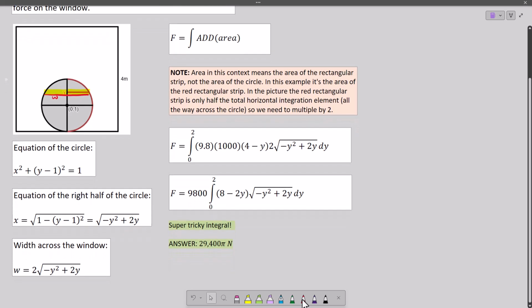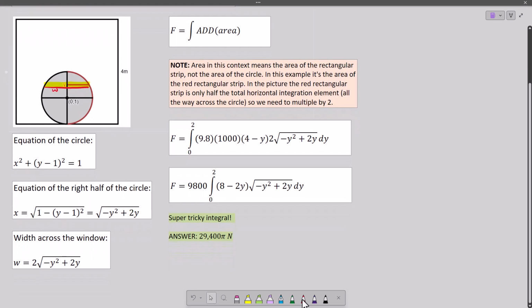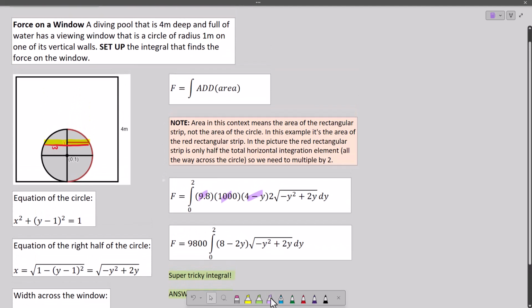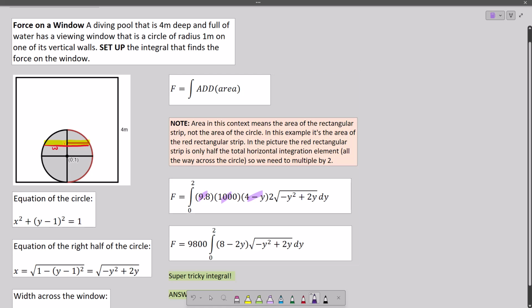The first step is going to be to figure out, just like the previous ones we just did, the ADD part's easy. Right? It's 9.8, it's 1,000. How deep is this element? Well, we're doing that complementary distance. If the full distance is 4 and this distance is y, then the upper distance is 4 minus y. So that part comes pretty fast. The ADD part comes pretty fast.